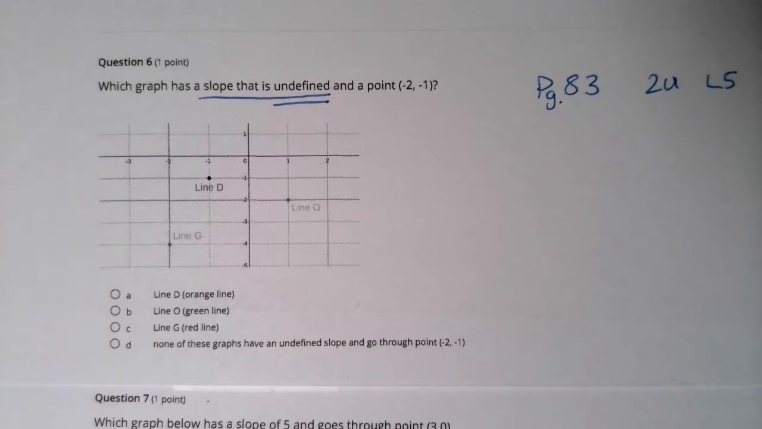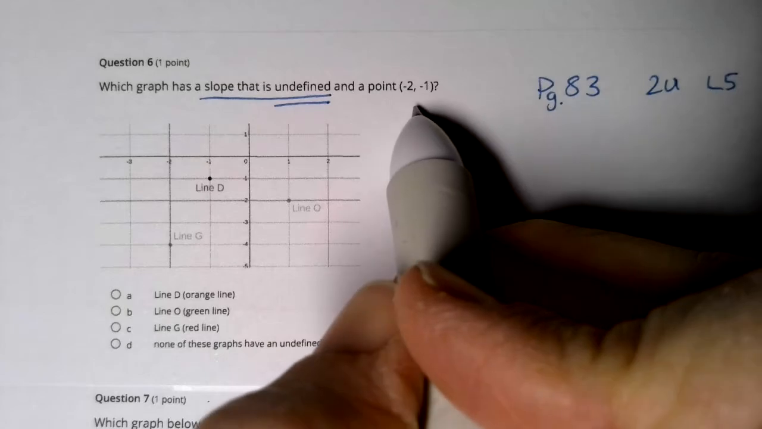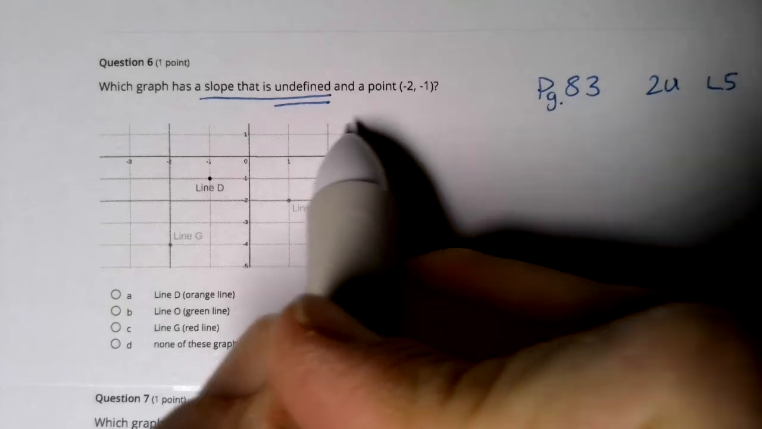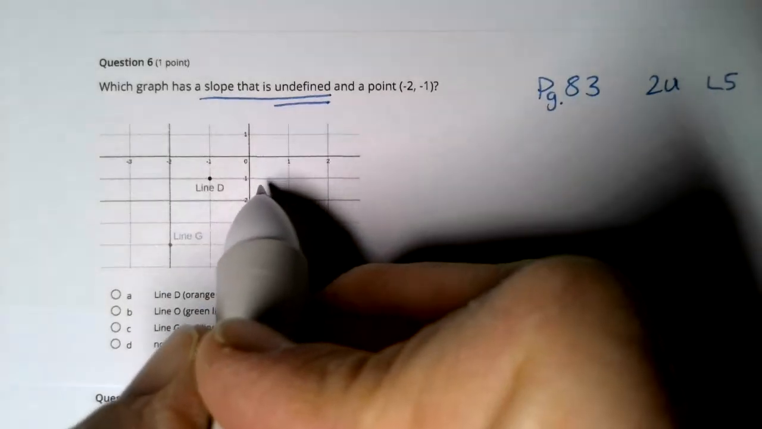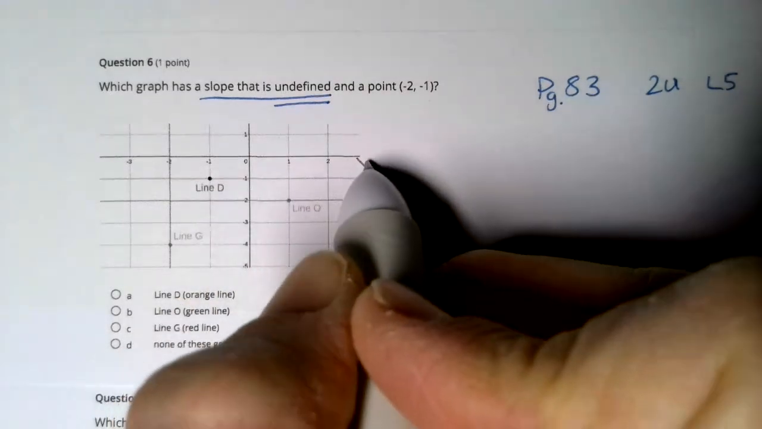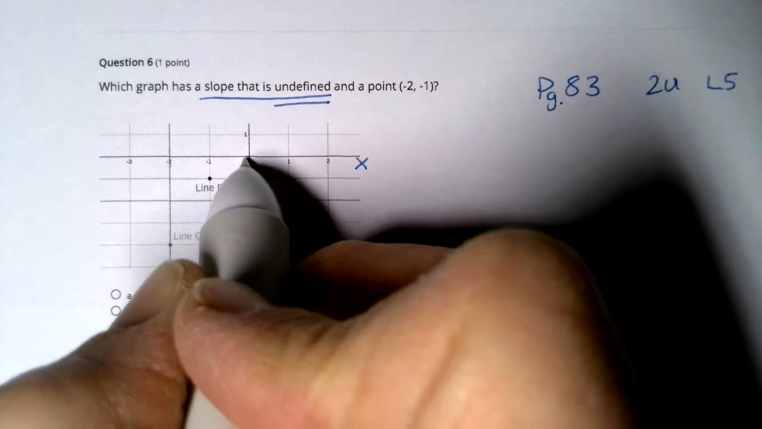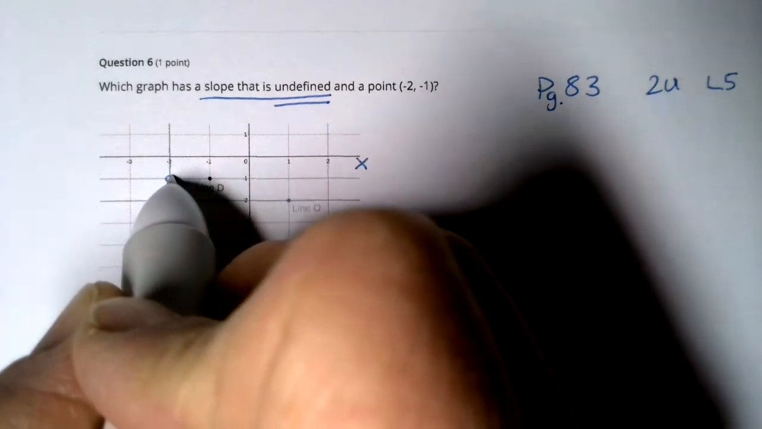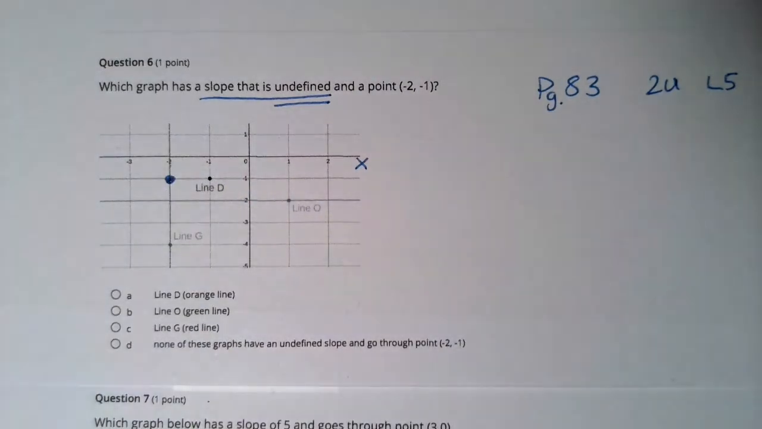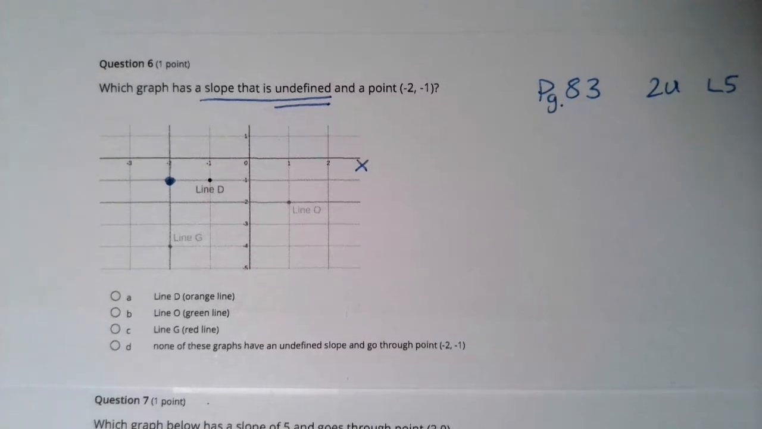And the point -2, -1. So I usually start with my point and think, okay, -2, -1. This is my x-axis. This is where x is -2. This is my y-axis vertically here. This is the point that we're looking at. So there are actually 2 lines going through that point, and we need the one that has an undefined slope.